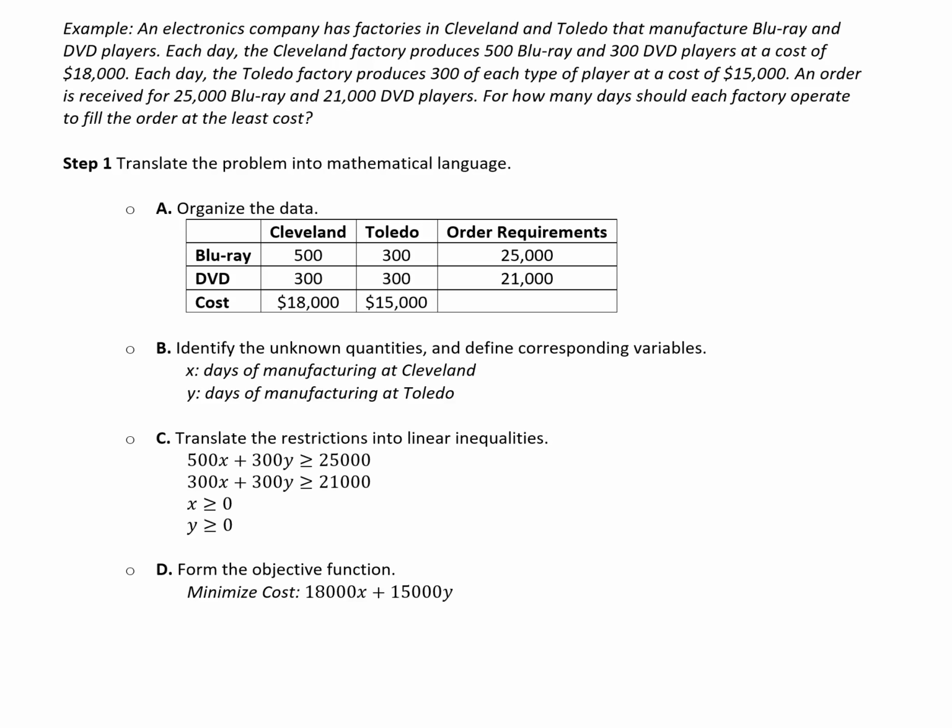The problem posed is: an electronics company has factories in Cleveland and Toledo that manufacture Blu-ray and DVD players. Each day, the Cleveland factory produces 500 Blu-ray and 300 DVD players at a cost of $18,000. Each day, the Toledo factory produces 300 of each type of player at a cost of $15,000. An order is received for 25,000 Blu-ray and 21,000 DVD players. For how many days should each factory operate to fill the order at the least cost?